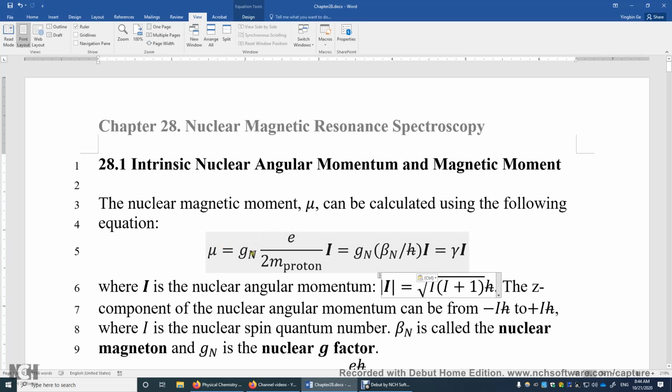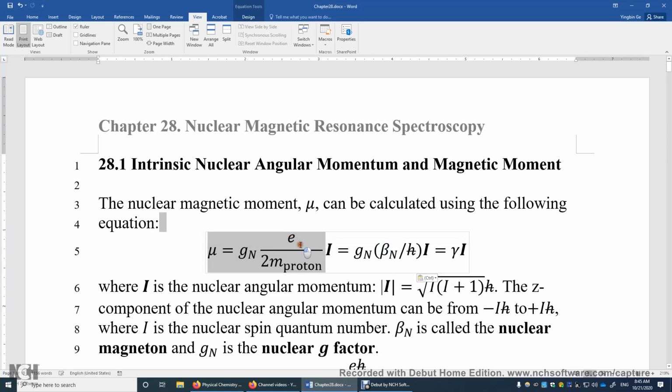Mu is equal to g sub n, the nuclear g factor, times e over 2 times the mass of the proton, times this I in bold font. This I is the nuclear angular momentum. This is a vector, so the magnitude of this I vector is the square root of I times I plus 1 times h bar. The z component of this I vector is from negative I h bar to positive I h bar.